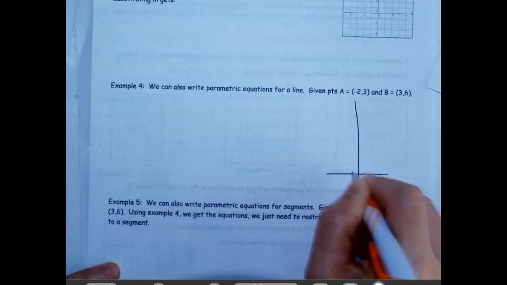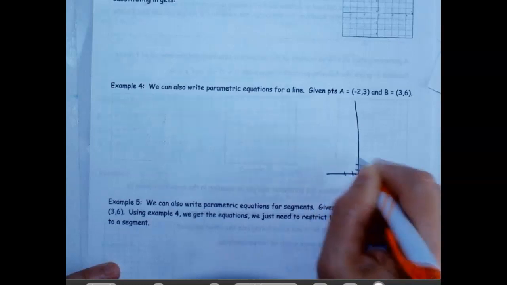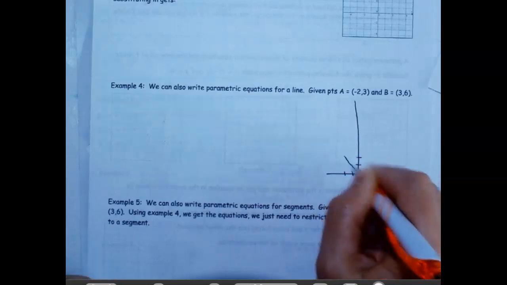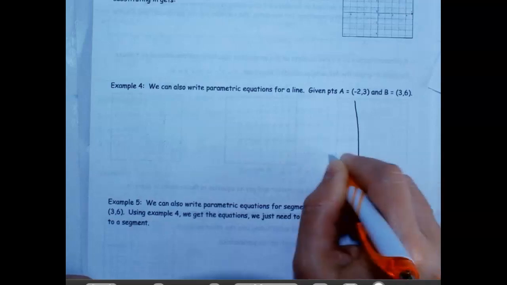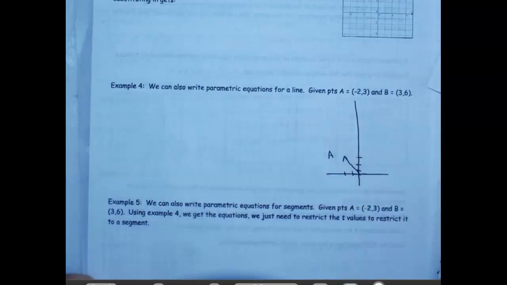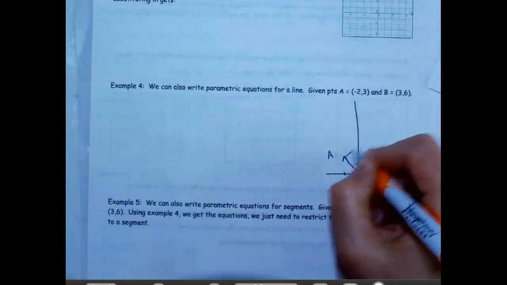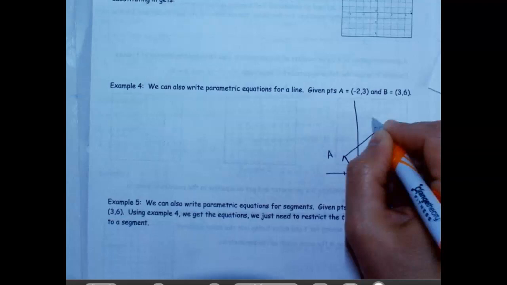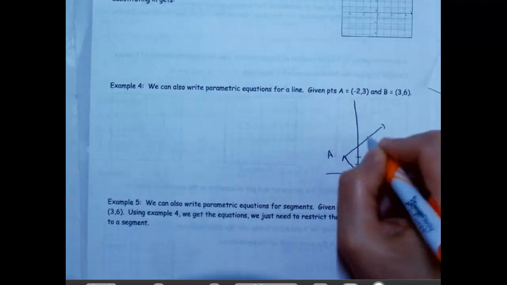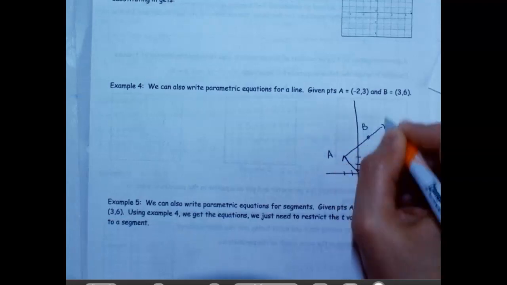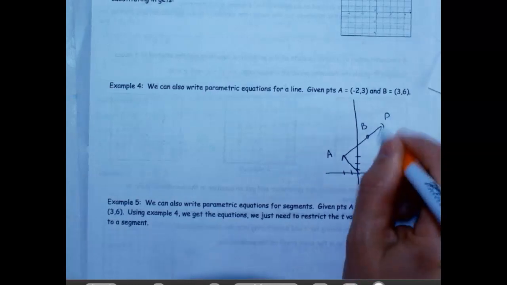All right, so let's take a look at the parametrization of 2 points. We've got the point -2, 3, which is point A here, and then we're adding on a vector, and I guess I should have written it as 2 vectors, as 3, 6. So this is point B, here's point P.